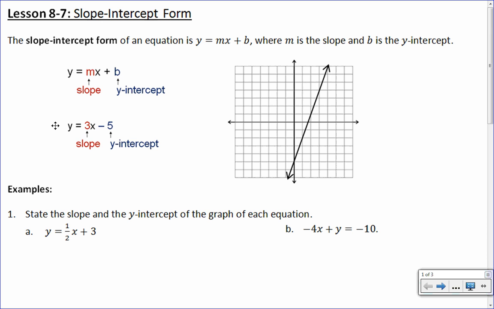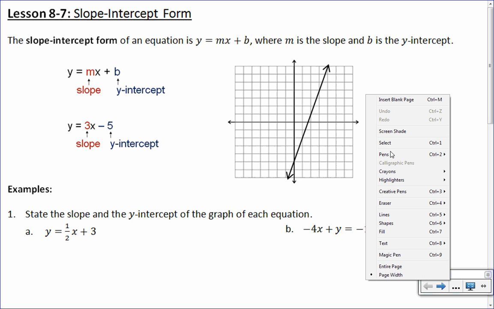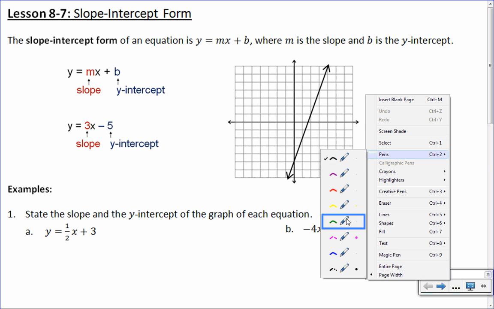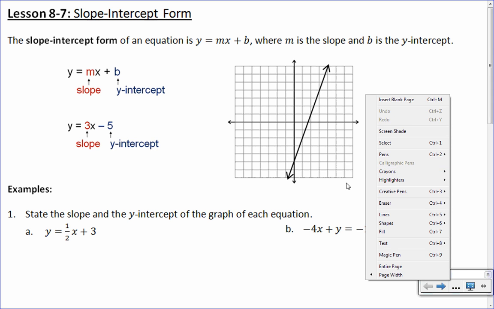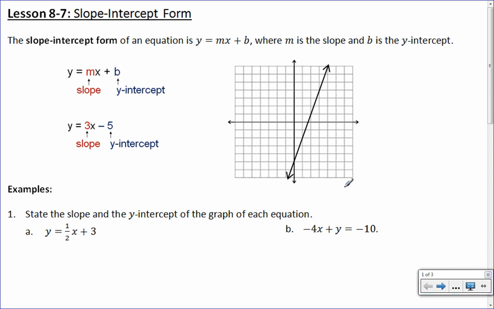So in this example, y equals 3x minus 5. The slope is 3, and the y-intercept is negative 5. And the graph to the right of that shows that exact equation. So we can see from the graph that the slope is 3.